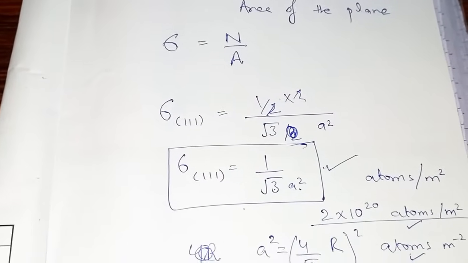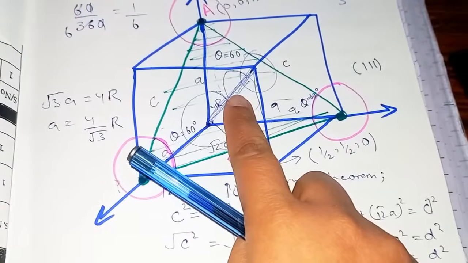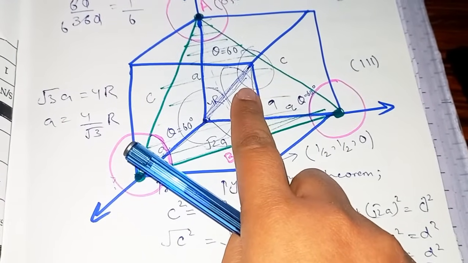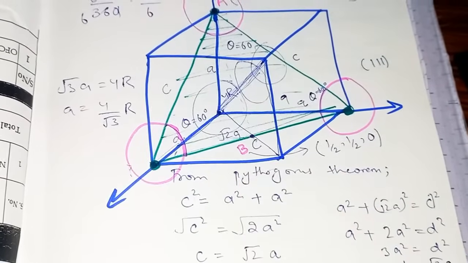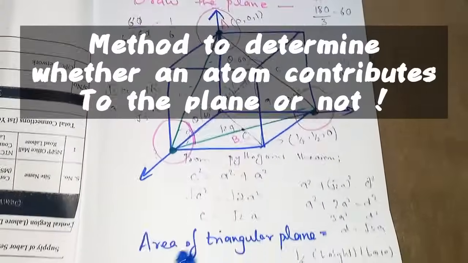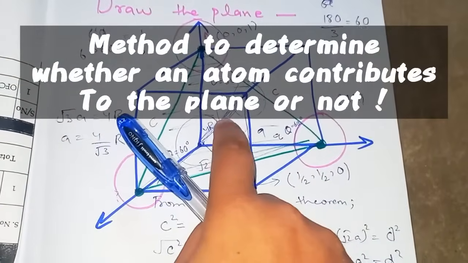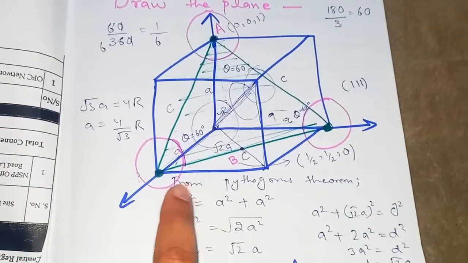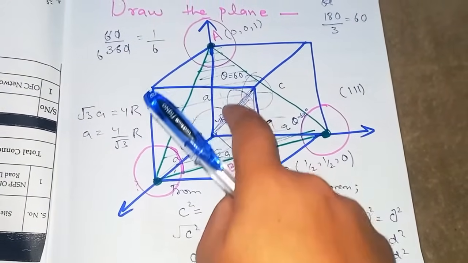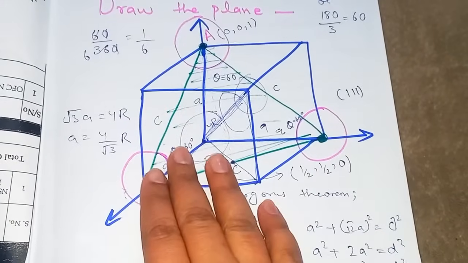Now let's see the way we can determine whether the plane is cutting through the center of the atom or not. Well, now to prove that the plane doesn't pass through the center of this body centered atom, that is how we can know whether this atom is centered on this plane or not.